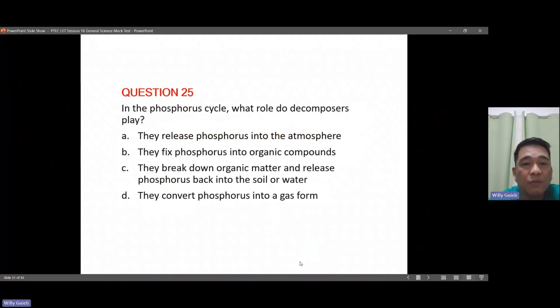25. In the phosphorus cycle, what role do decomposers play? Banggit na natin ito kanina, but this time we talk about the phosphorus cycle. So it's just the same, no? They break down organic matter and release phosphorus back into the soil or water.